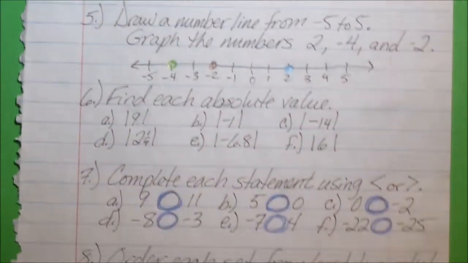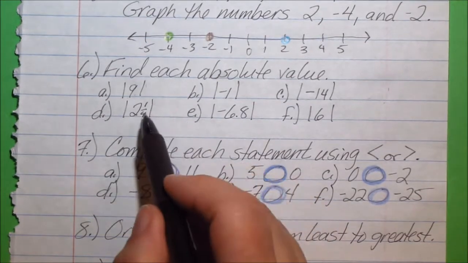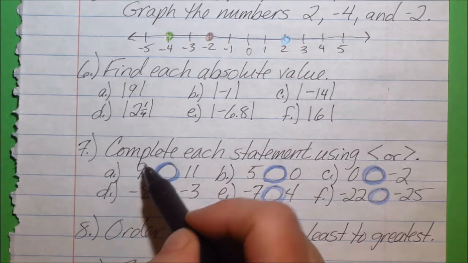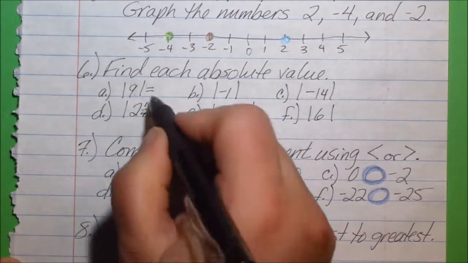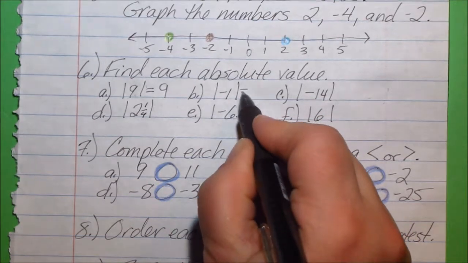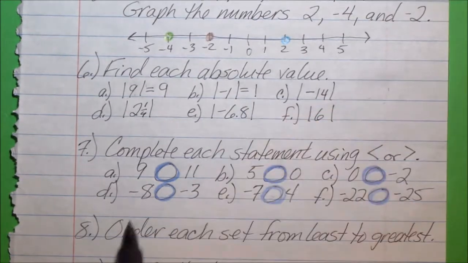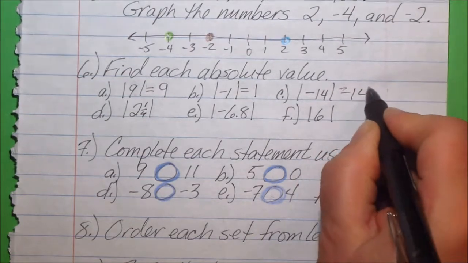All right, let's talk about finding absolute values. So in absolute values, we do use the equal sign. We don't when we're writing down opposite numbers. We do with the absolute values because the absolute value of 9 does equal 9. The absolute value of -1 does equal 1. The absolute value of -14 equals 14.